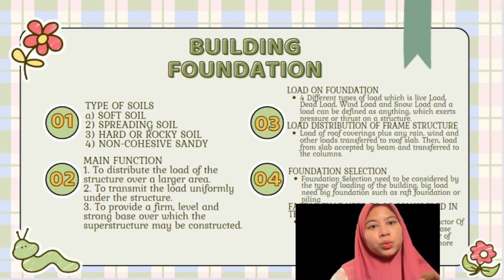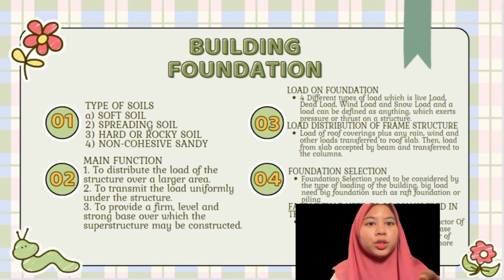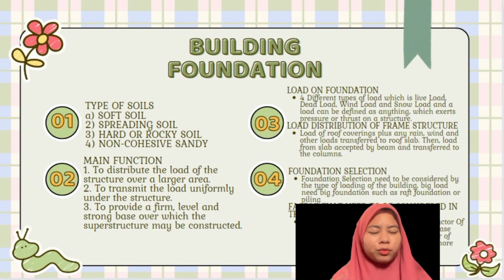I am going to explain the building foundation. There are 4 types of soils, which are soft soil, spreading soil, hard and rocky soil, and non-cohesive sandy soil. The first one is soft soil. This soil is compressive and yields when it is loaded, for example clay, soil and loam. This type of soil is suitable for smaller buildings or ordinary structures. It is not good to be used for a bigger building.